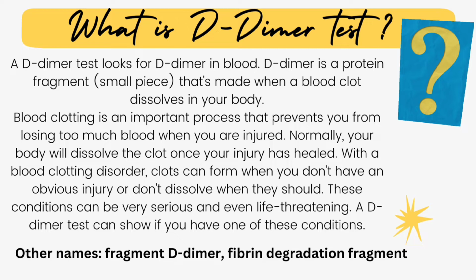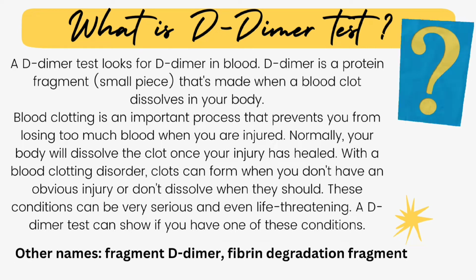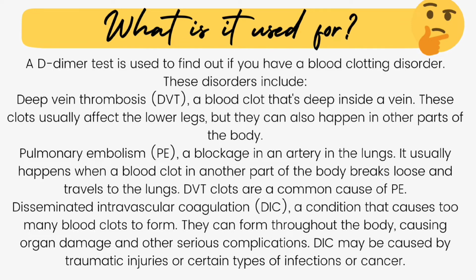People also call the D-dimer test by other names like fragment D-dimer or fibrin degradation fragment. Why is the D-dimer test used? A D-dimer test is used to find out if you have a blood clotting disorder. These include the following. First, deep vein thrombosis, a blood clot that is deep inside a vein. These clots usually affect the lower legs, but they can also happen in other parts of the body.